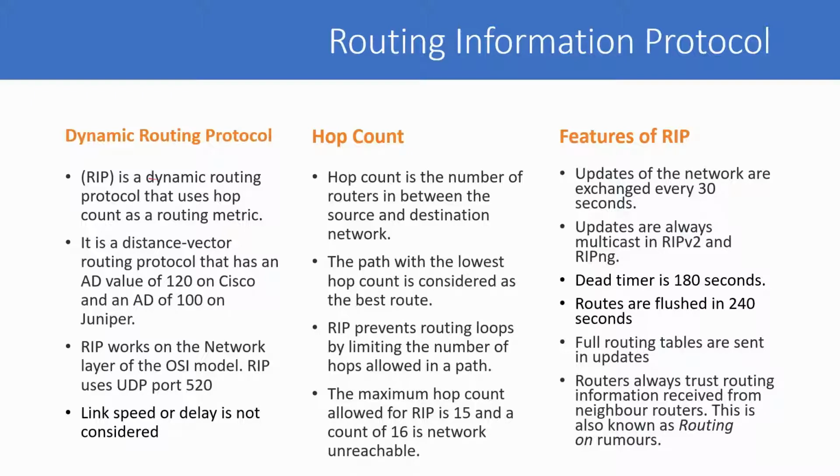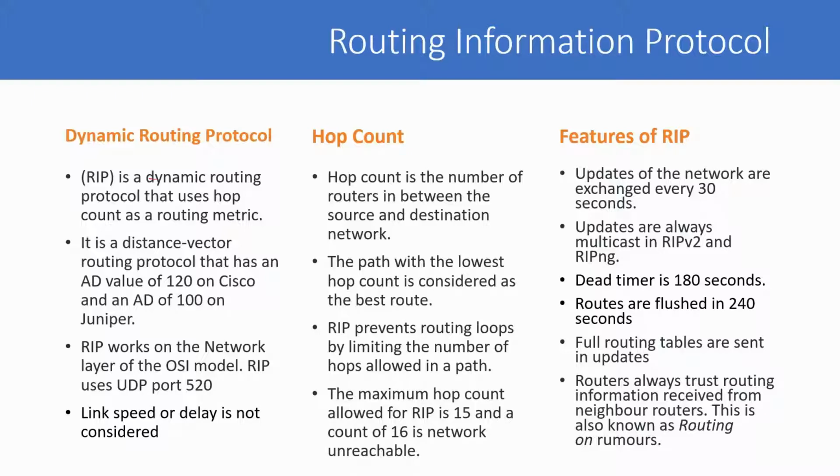The Routing Information Protocol uses hop count. The hop count is the number of routers between the source and the destination network. The path with the lowest hop count is considered the best route. RIP prevents routing loops by limiting the number of hops available in any given path, and the maximum amount of hops that are allowed for RIP is 15. If there's a count of 16 or more, then the route is poisoned and is unreachable.